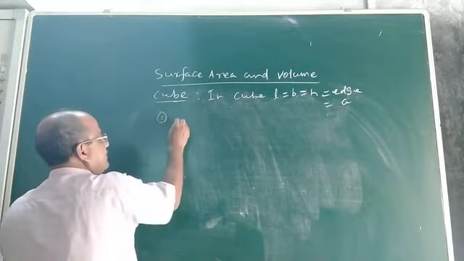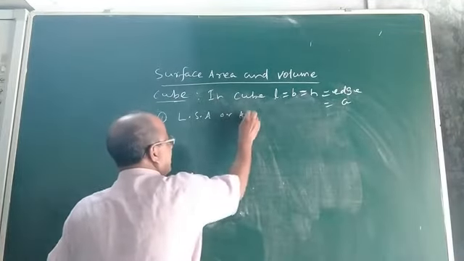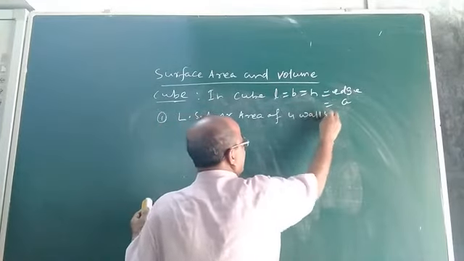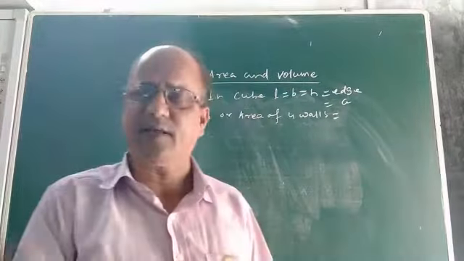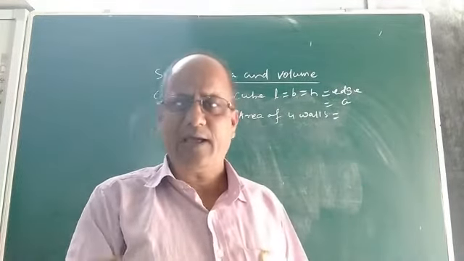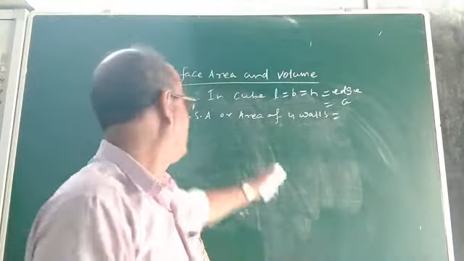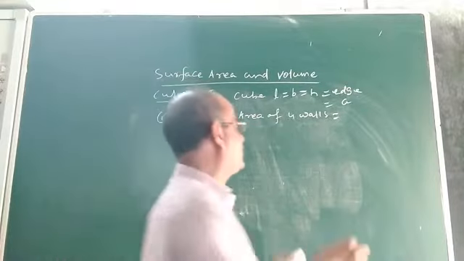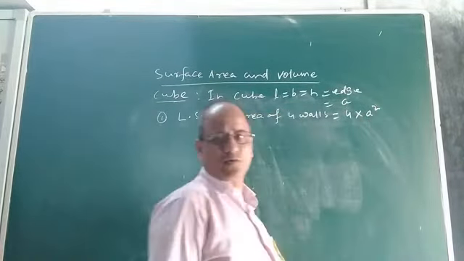lateral surface area or area of 4 walls? Area of 4 walls of a cube. Children, you know in a cube there are 6 faces or 6 surfaces. Each face is a what? Square, having area of how much? Side into side, or edge into edge, a square. So as there are 4 walls, the area of 4 walls of a cube will be equal to 4 into the square of the edge, 4a square.